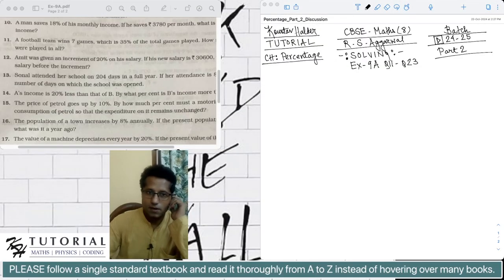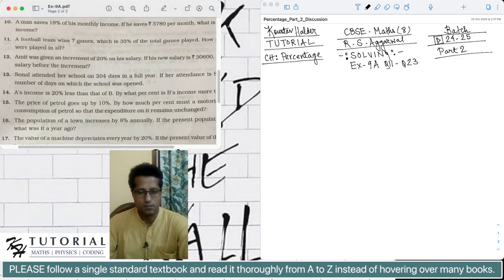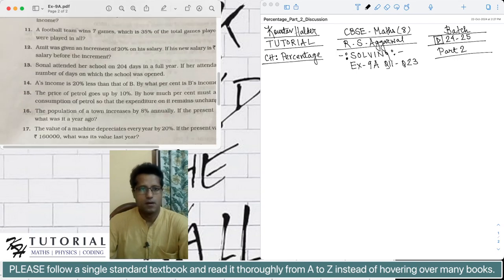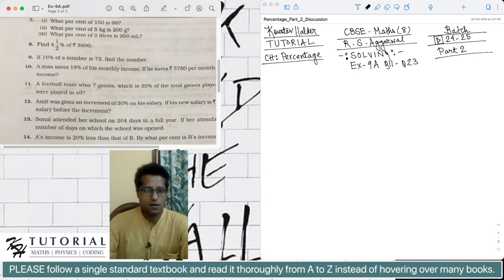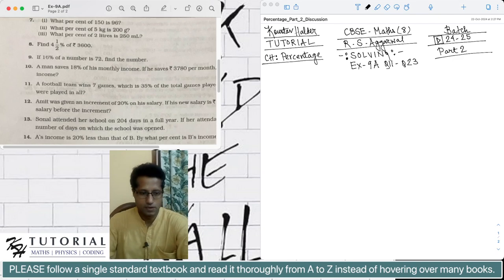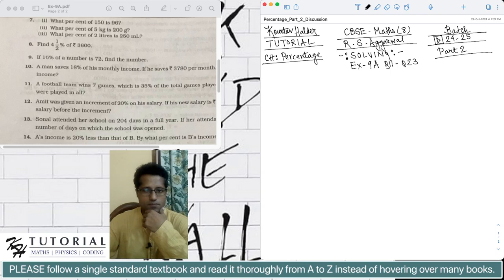Okay, so I have the problems from exercise 9A on the left hand side. These are the problems I will solve, problem number 11 to 23. These are based on the concepts of percentages that you have already studied in your previous class, that is class 7. On the right hand side, I will solve the problems. After solving the problems, I will pause for a few seconds so that you can take a screenshot of the solution if you think it will help you. So let's start solving the problems.